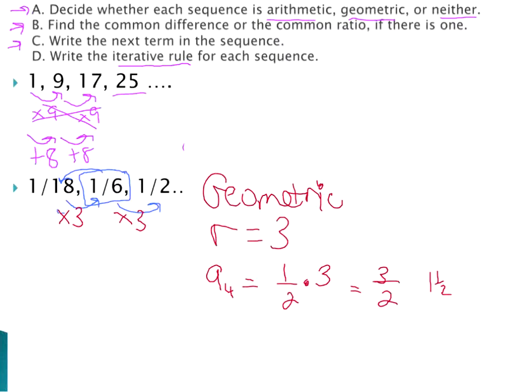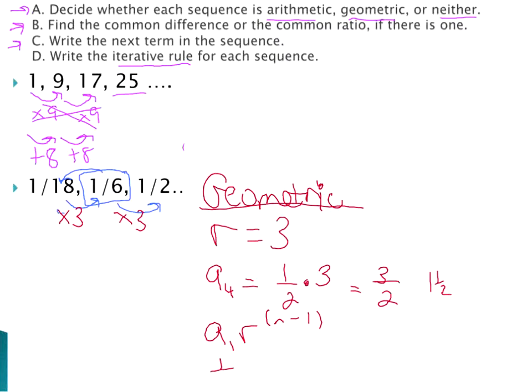Okay, good job. Now it says write the iterative rule. So everybody go back to your formula sheet. I want you to look under geometric. We're at the top under sequences and iterative rule. We should see that it says A sub 1, R to the n minus 1. We're under geometric, still looking at iterative rule.